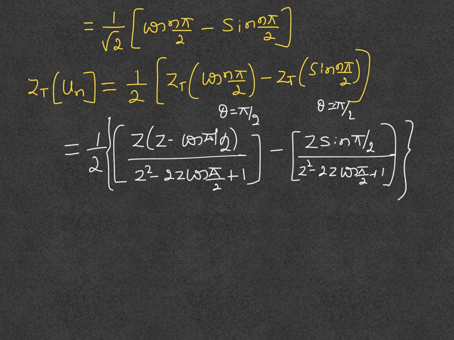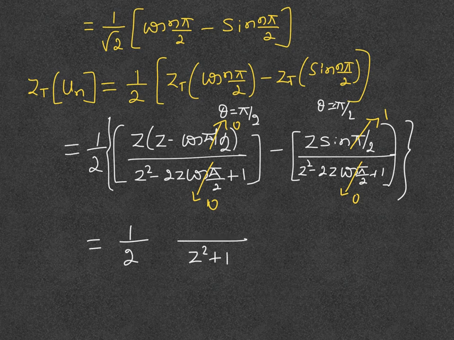Now since cos pi by 2 is 0 and sin pi by 2 is 1, you can simplify this. Since both denominators are the same, this becomes 1 by root 2, with z square plus 1 remaining in the denominator because cos pi by 2 is 0. And the numerator of the first term is z square minus z. So this is our result.